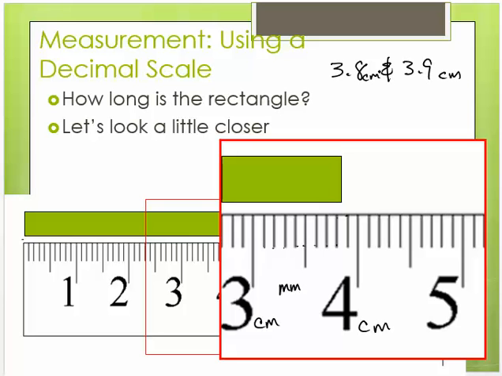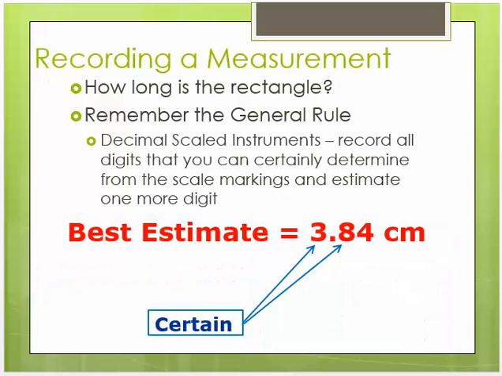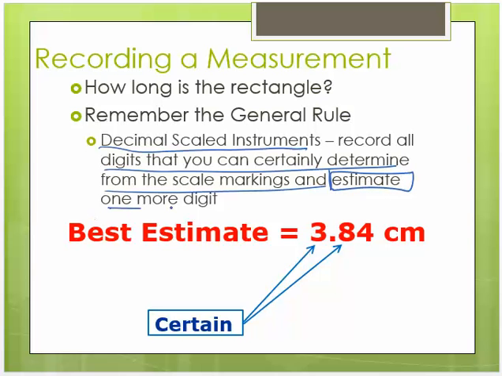centimeters. So how do we estimate? Remember, we're supposed to be making those estimates. We would say it's 3.85 centimeters approximately. Here, they've estimated it to be 3.84. Right, what I want you to understand is as long as you're trying to estimate it, you're doing a great job. Remember the general rule, all right? Decimal scaled instruments, we want to record all the digits that you certainly determine from the scale markings and then estimate one more digit. So that's why we had to make that estimate right there.